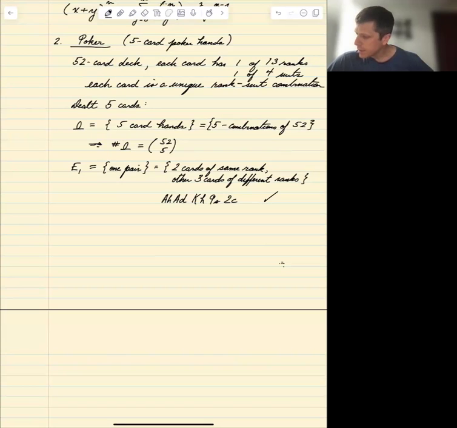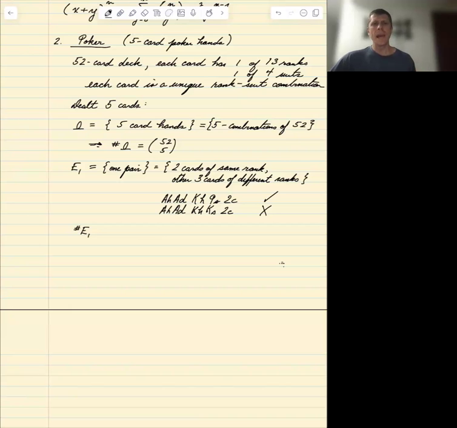But something like ace of hearts, ace of diamonds, king of hearts, king of spades, 2 of clubs is not a pair because it's actually 2 pair. You have a pair of aces and a pair of kings. The first hand is a pair of aces. So how many ways are there to do this? It's a little tricky to count, but how might we go about counting it?